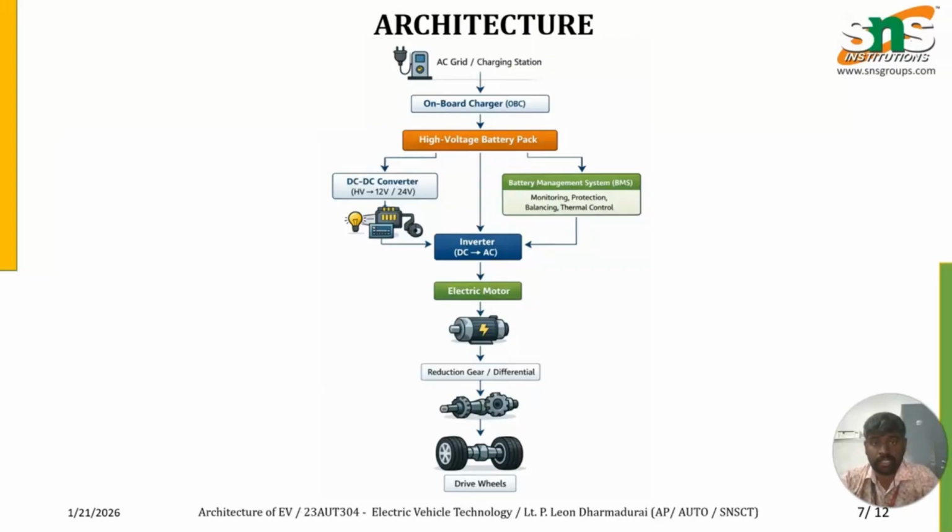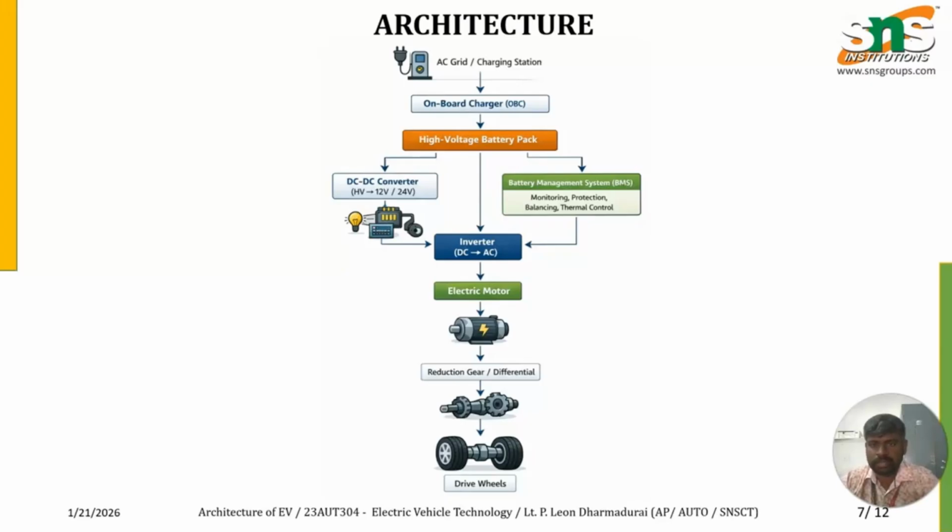For the EV, first there is the AC grid charging station, and through the OBC, the high voltage battery is charged. Here in the battery system we have a DC to DC converter, which converts one form of DC current to another. Either it increases or it decreases the voltage.